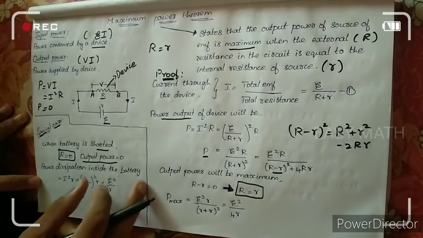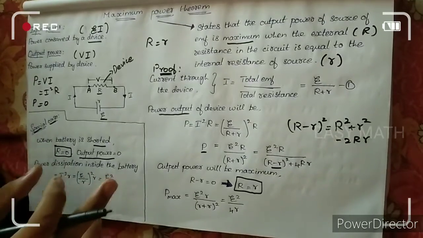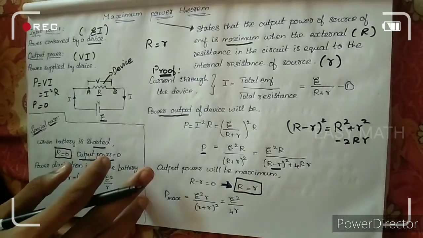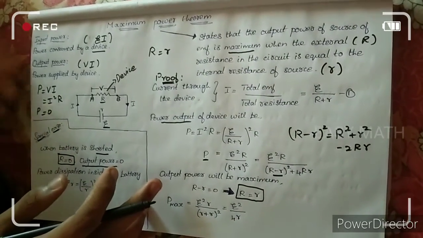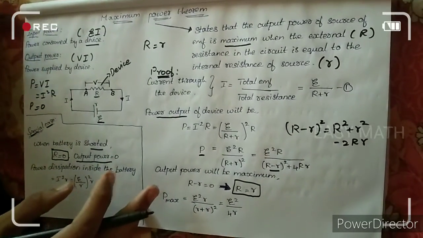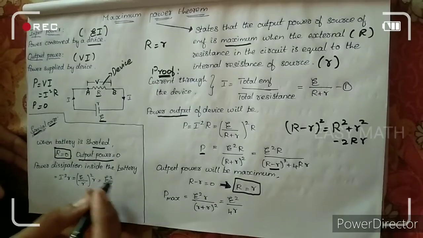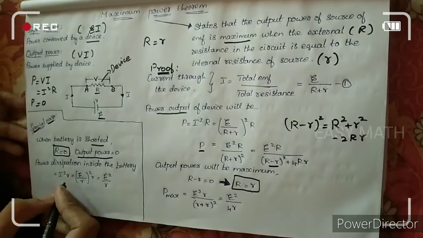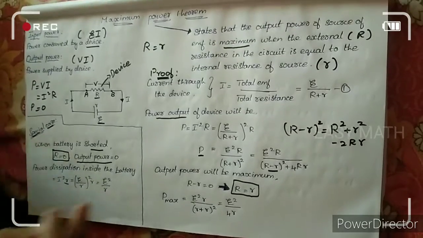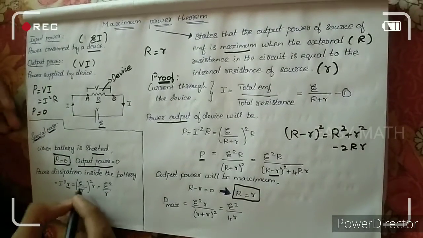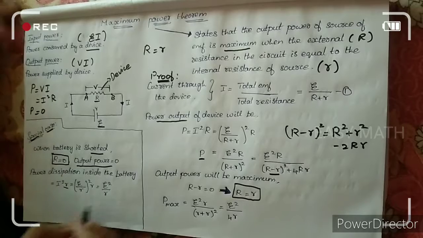Power dissipation inside the battery. If the battery is shorted, the entire power of the battery is dissipated as heat inside the battery due to its internal resistance. So the power dissipation inside the battery is equal to I square into small r, where small r is the internal resistance of the EMF source, which is equal to EMF square by small r.